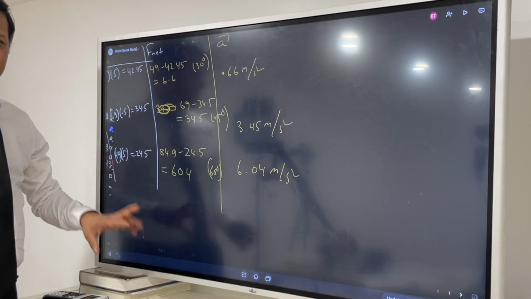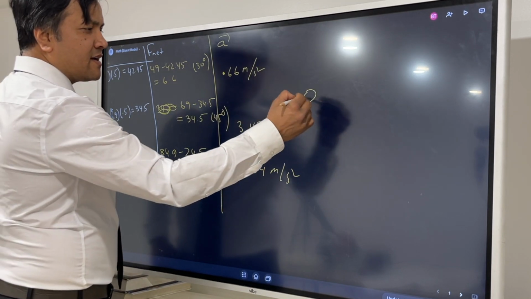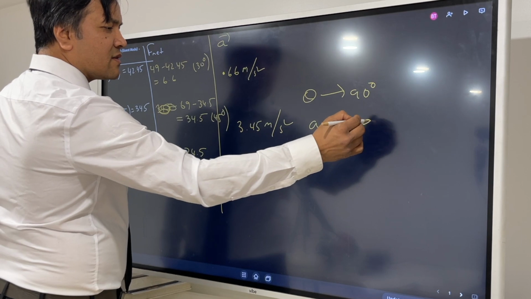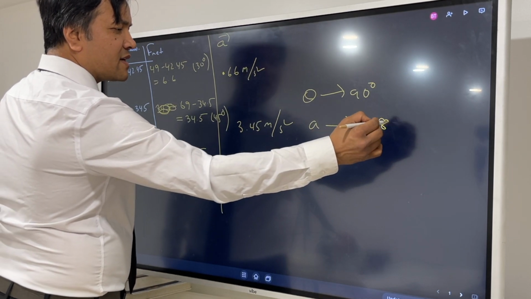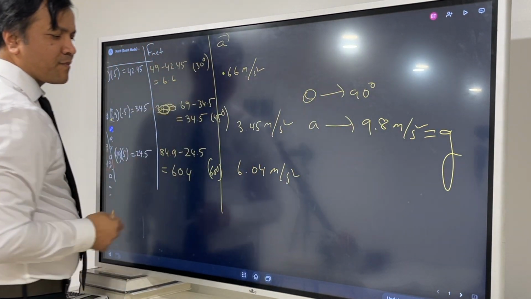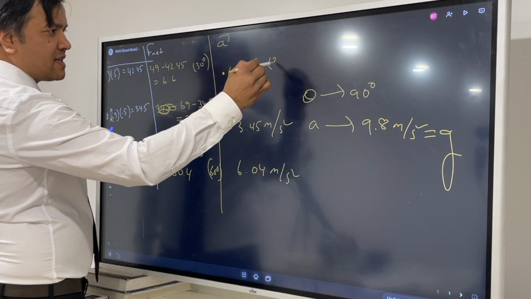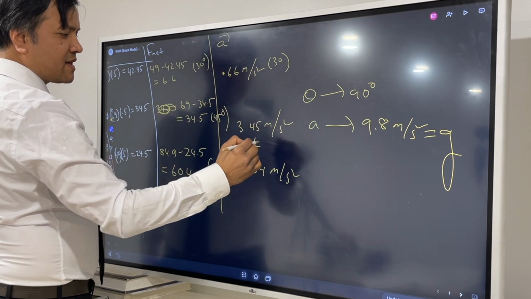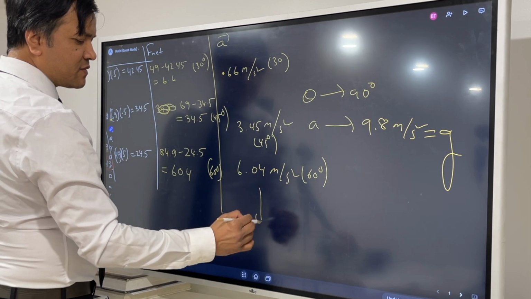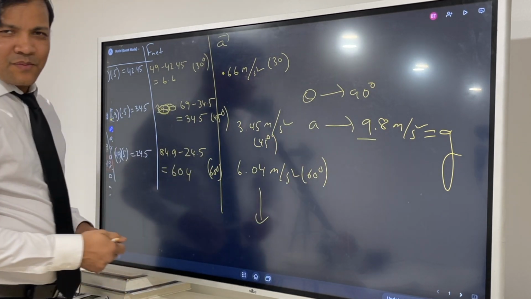So as you see, as theta goes to 90 degrees, acceleration goes to 9.8 meters per second squared, or to g. All right, so because this is 30 degrees, this is 45 degrees, and this is 60 degrees, and if you do 90 degrees, it's going to be 9.8.